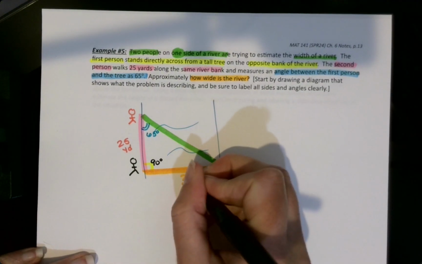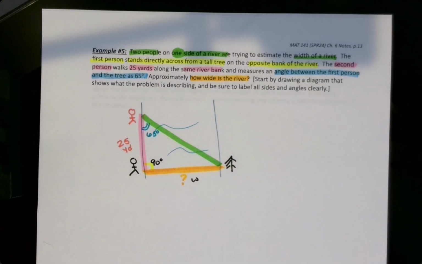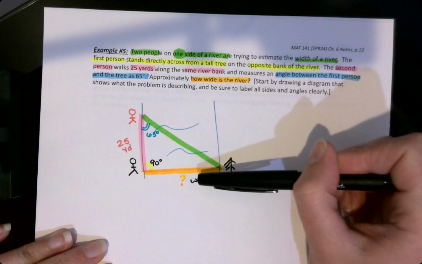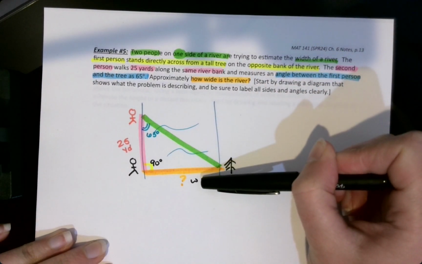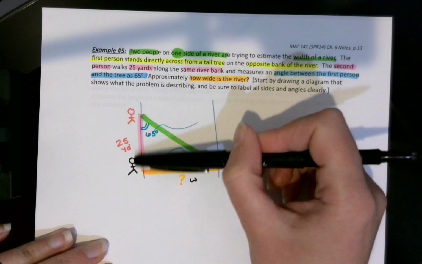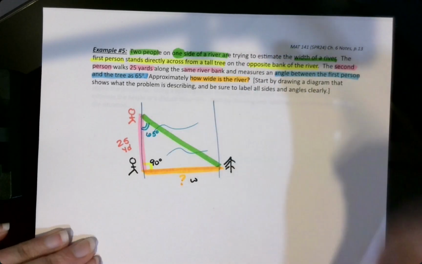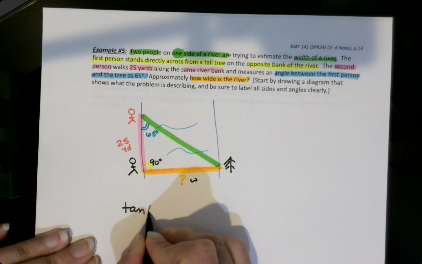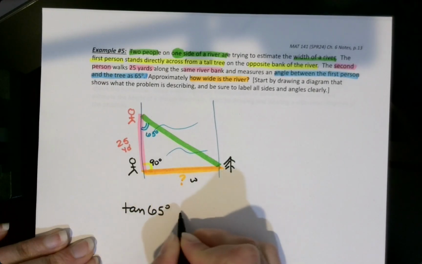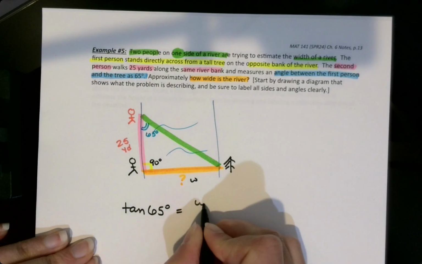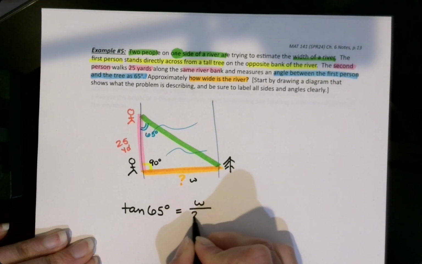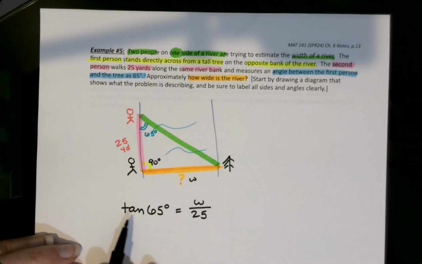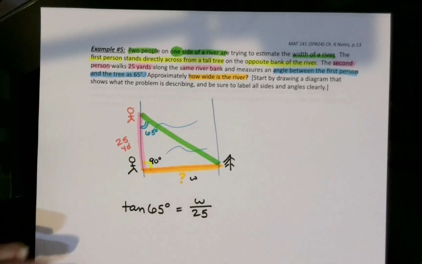So let me call this W for the width of the river. If I know this angle is 65 degrees, the width would be the side opposite, and the 25 yards is the side adjacent, so I could use the tangent function. So the tangent of 65 degrees would be equal to the side opposite divided by the side adjacent. It looks like I do want tangent, not cotangent, because in the tangent function, the unknown is on the top.